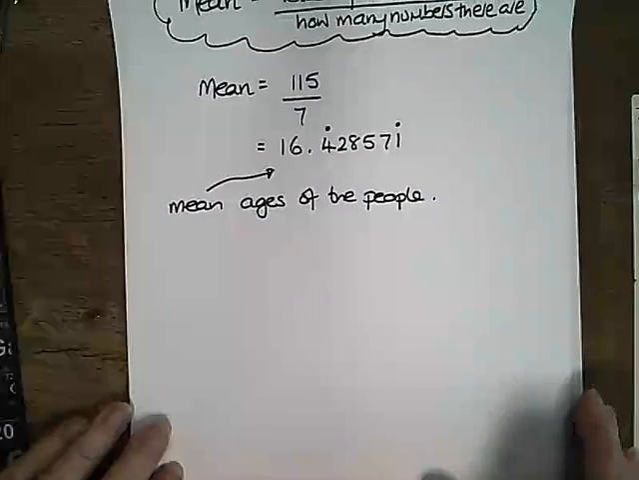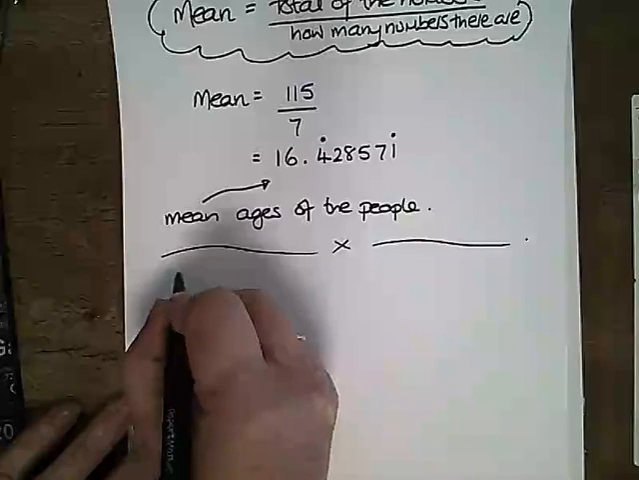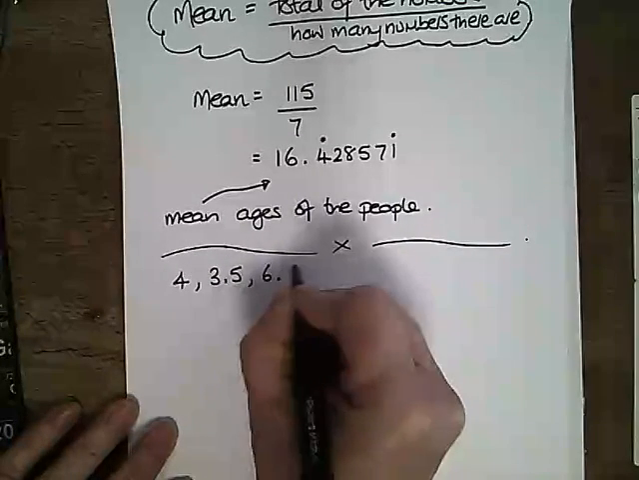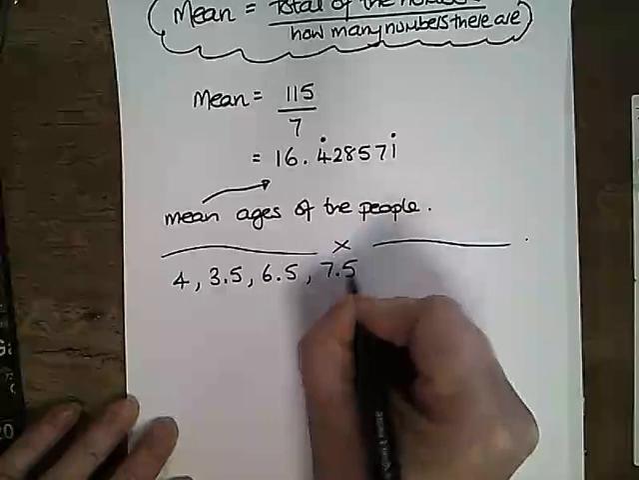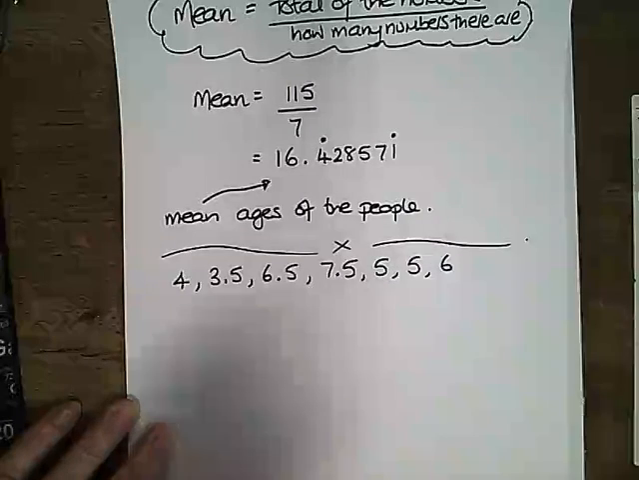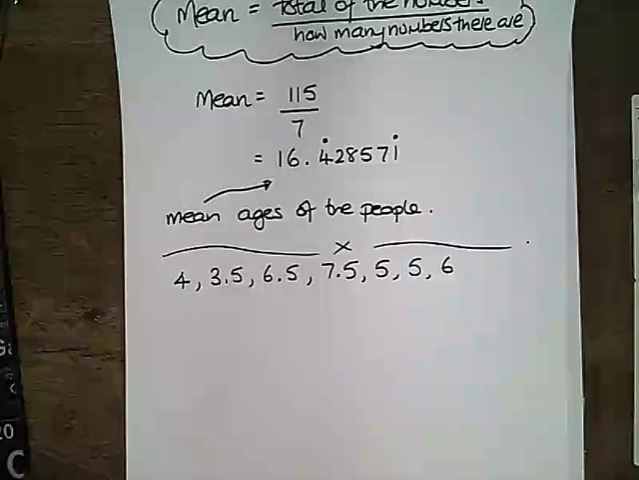I'm also going to find the mean from another situation and explain to you how that is also not very useful. So if we have a look at these numbers, so we could have 4, 3.5, 6.5, 7.5, 5, 5 and 6. Now if you look at those numbers, can you think of a physical quantity that they might be? So something we might say, oh, it's a size 4 or a size 3.5 or a size 7.5. Well, hopefully you thought that it might be shoe sizes.